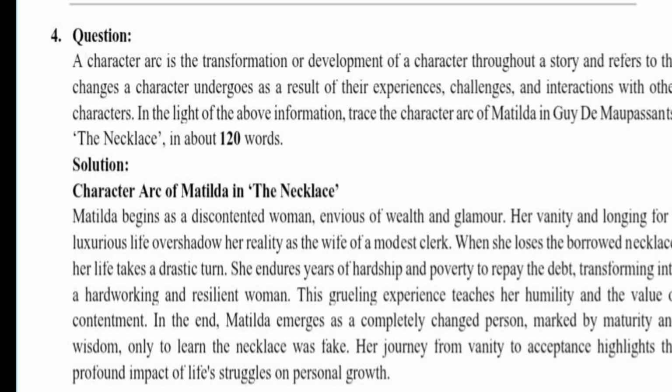Okay, again the most important thing, the paragraphs. In the first paragraph tell about the trait and all whatever. In the second paragraph talk about the change which is taking place, the graph, and in the third the conclusion. Okay, so this grueling experience teaches her humility and the value of contentment. In the end, Matilda emerges as a completely changed person, marked by maturity and wisdom, only to learn the necklace was fake. Her journey from vanity to acceptance highlights the profound impact of life struggles on personal growth.